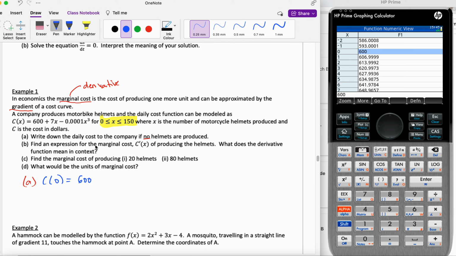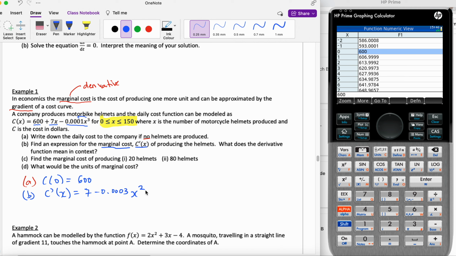Okay, find an expression for the marginal cost. So again, as we said, that means the derivative. Just like in the rest of the unit, we're going to derive. If you want to pause it, find your own derivative. Derivative of 600, gone, right? That's a constant. Derivative of 7x is just 7. And then for the last term, the 3 is going to drop down, so this is going to triple: 3, and then x, and then the 3 will go down to 2.